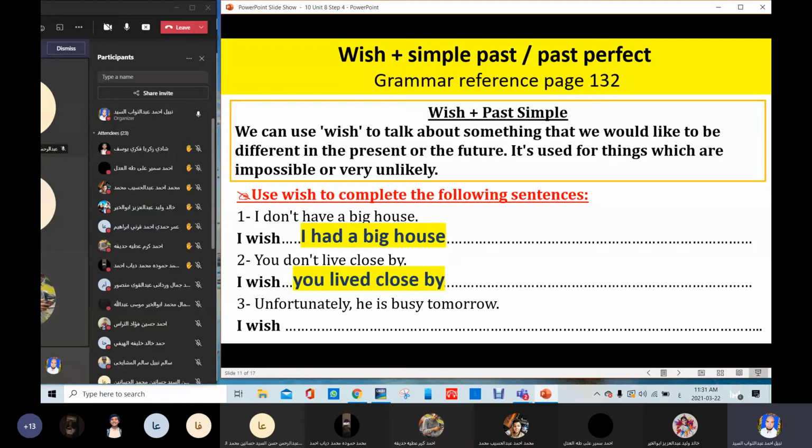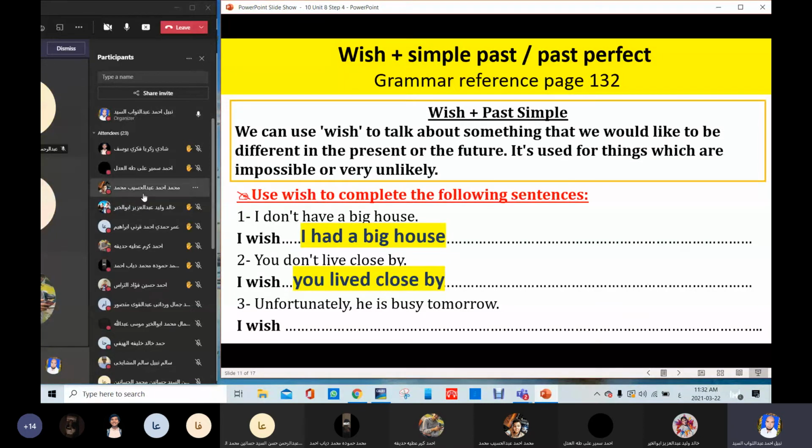So if you are talking about something which you would like to be different in the present or future, you can use past simple, or could plus infinitive, or would plus infinitive in the future. Unfortunately, he is busy tomorrow. I'd like to see a doctor, but he's busy tomorrow. I wish... If you are talking about I wish in the future, use would plus infinitive.